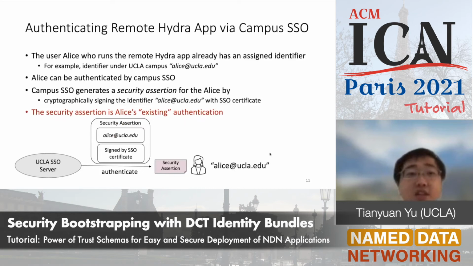at ucla.edu, and this email-based identifier can be authenticated by the current, say, UCLA single sign-on service. Then the campus SSO can generate a security assertion for IDs by cryptographically signing the identifier ids at ucla.edu with its SSO certificate. So it is the SSO certificate that authenticates IDs under this identifier, and we assume this security assertion is IDs's existing authentication.